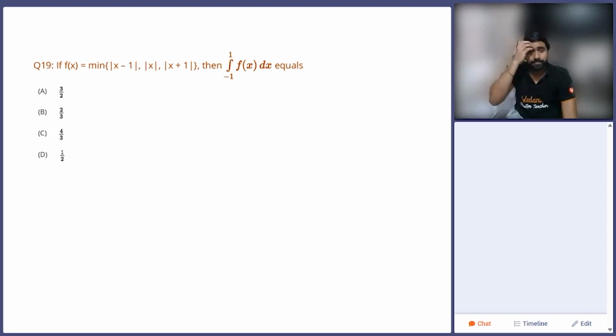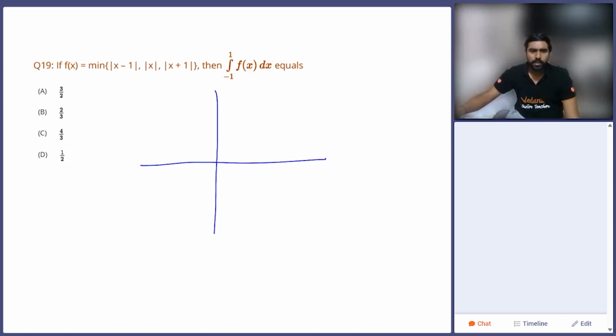Alright, moving on. f of x is the minimum of mod x minus 1, mod x, mod x plus 1. What is the integral? Okay, so let's draw all three of them. So first of all, let's draw mod x. This is what mod x looks like. Then you have mod x minus 1. So basically I will shift it to the right. So this is mod x minus 1. Then I have mod x plus 1. So basically I will shift it towards the left.